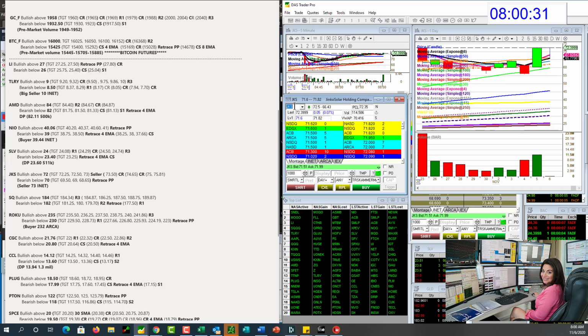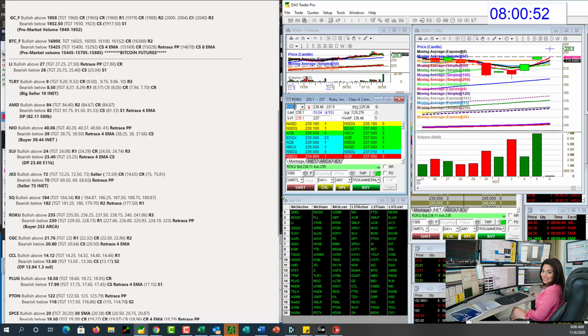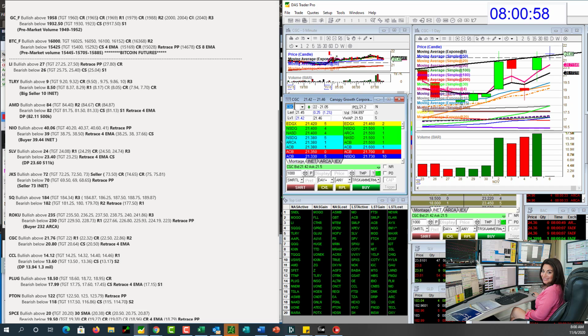JKS. Solar is hot as well. Bullish above 72 and bear below 70 for JKS. Square had earnings. Looks like they like it. Bullish above 184 today and bear below 182. Roku also had earnings and they're loving them. Bullish above 235, gap and go trade, bear below 230.